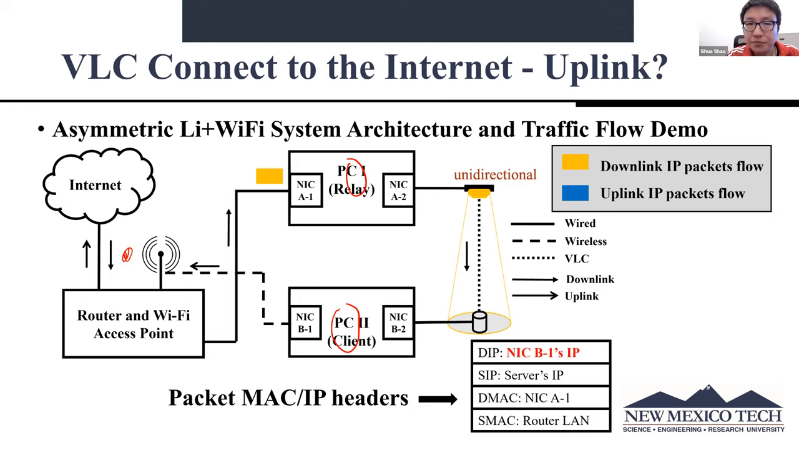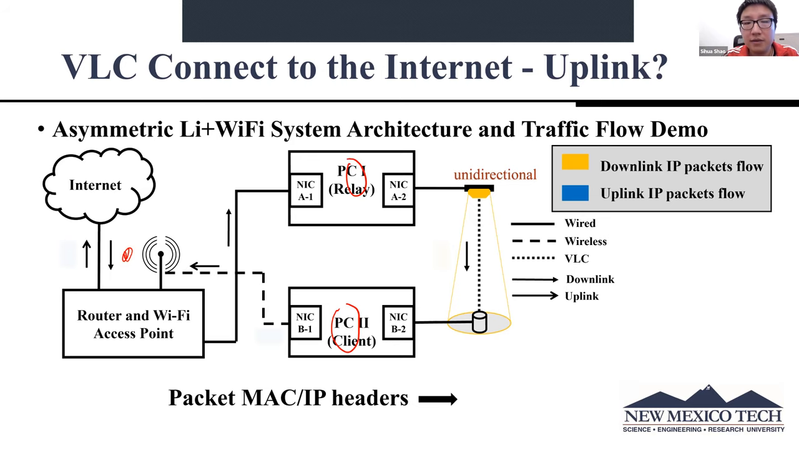the relay machine. And then the packets will flow through the wireless VLC channel, and finally arrive at the PC2 client. So in such a way, we can use the downlink VLC and the uplink Wi-Fi in an asymmetric way.